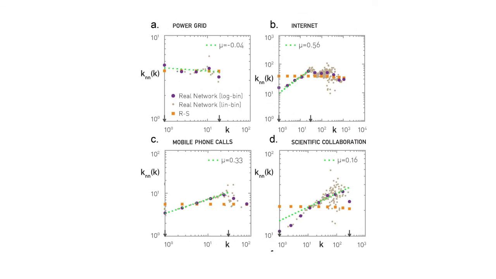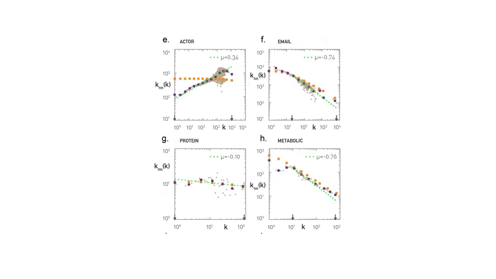The internet, on the other hand, has a mu value of 0.56. Given that this is so much larger than 0, we would say that the internet is an assortative network. That's really similar to the networks representing mobile phone calls and scientific collaboration. These are all examples of assortative networks. Looking at some other networks, the actor network, which we've talked about, actors working together, is another example of an assortative network.